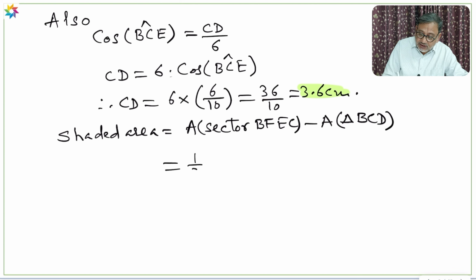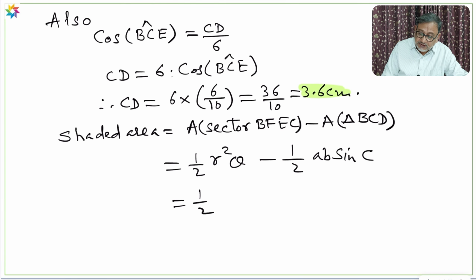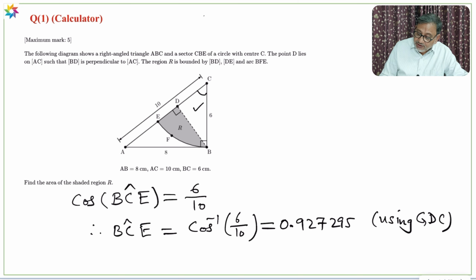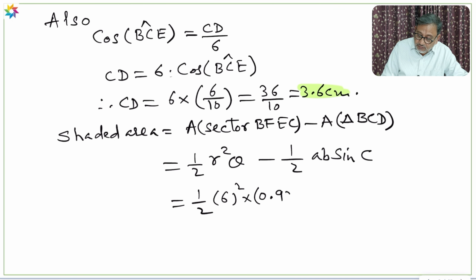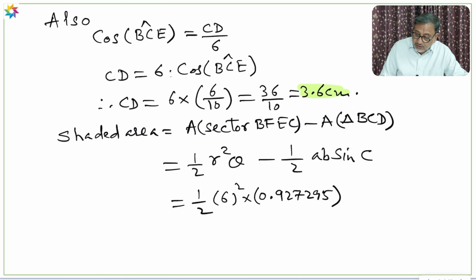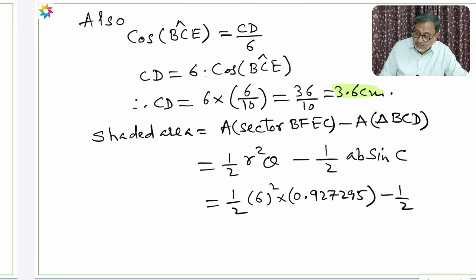Now look here, area of sector is half r square theta. Let me write the formula first. Minus half AB sin C, which you know this formula. So half into r square, r is the radius, which is BC, which is 6. So 6 square into theta, I have already found 0.927295. So I wrote the area of sector minus half AB sin C.